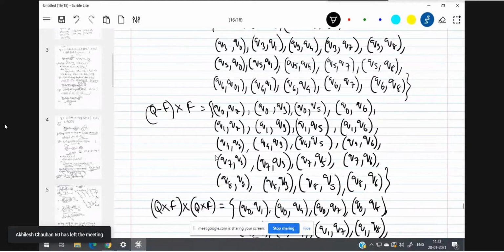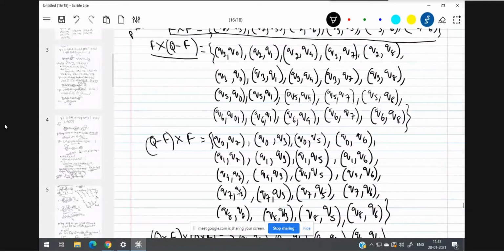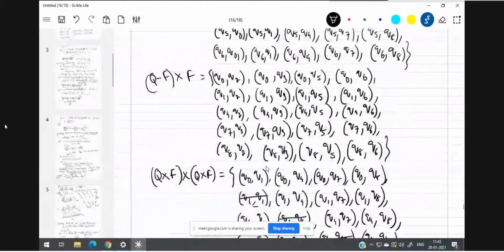Ma'am, because we are checking the relationship between non-final states and final states so that we can eliminate the states that are useless. Non-final state to non-final state. Acceptable.